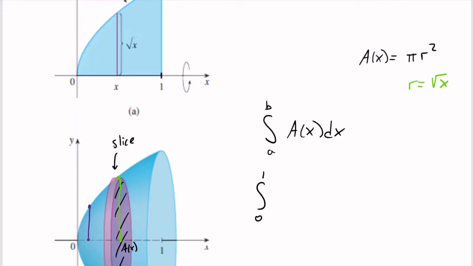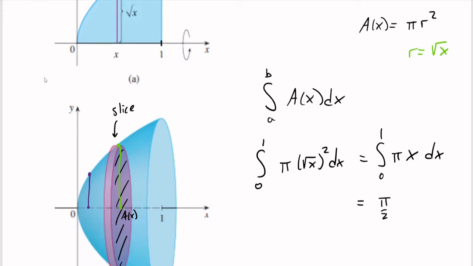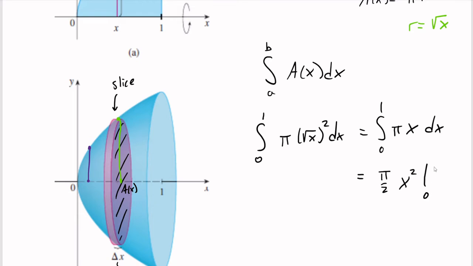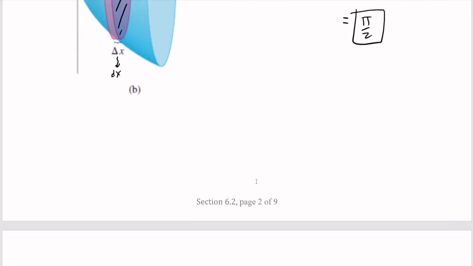So then what's the area going to be, A of x? Well, it's going to be pi r squared, but r was root x, dx. That's the integral from 0 to 1 of pi x dx, which is, remember, x to the 1, we add 1, divide, so that's pi over 2, and then we end up with x squared from 0 to 1. Plug in the 1, squared is 1, plug in 0, woohoo, cancels, pi over 2. There you go. That's it. So you're done.